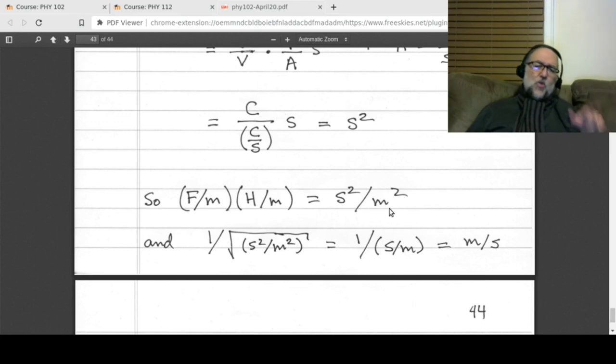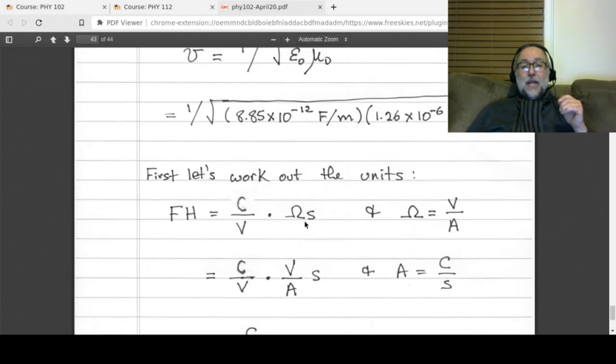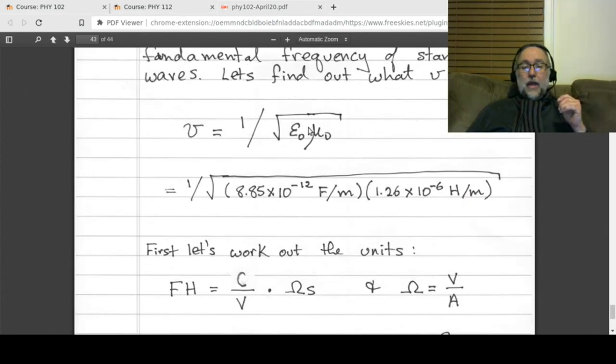But that's in the square root of the denominator. So if you put that second squared per meter squared under a square root sign and you do 1 over that, you take the reciprocal, that's going to give you meters per second. It's a velocity. I anticipated, knowing the answer, that it's going to be a velocity, but this quantity here, 1 divided by the square root of mu naught times epsilon naught, that quantity is a velocity.